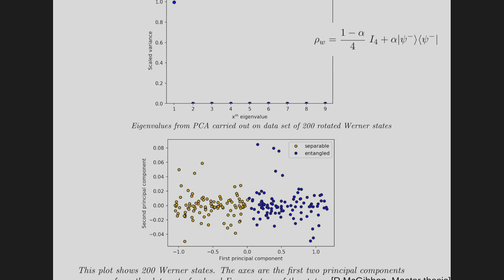And it's going to be much easier than using, for example, other supervised learning methods to distinguish separable and entangled states, if you have found just one or two degrees of freedom that are relevant rather than the full matrix. And this is shown in this picture.